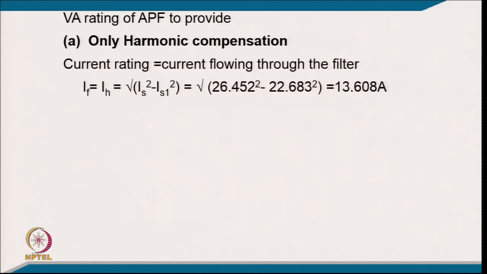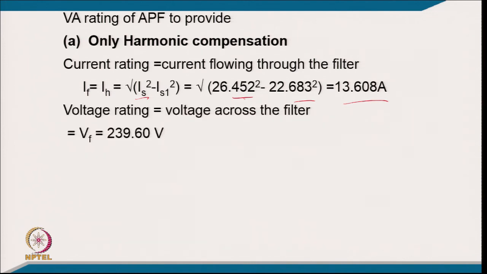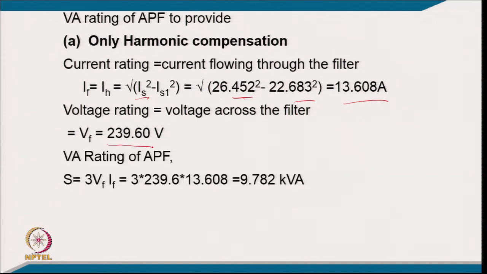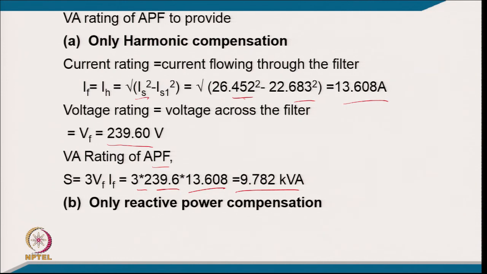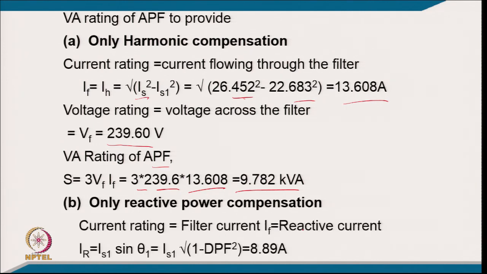Now, coming to the calculation of voltage and volt ampere rating of the active power filter for only harmonic compensation. The current rating will be the current flowing through the filter, that is IF equal to under root IS square minus IS1 square. Putting in the values of the RMS current and the fundamental current squared, it comes to 13.0608 ampere. The voltage rating, because it is connected at the PCC, is the same as the phase voltage, 239.6 volt, and the VA rating will be 3 times the phase voltage times the phase current, which comes to 9.782 kVA.